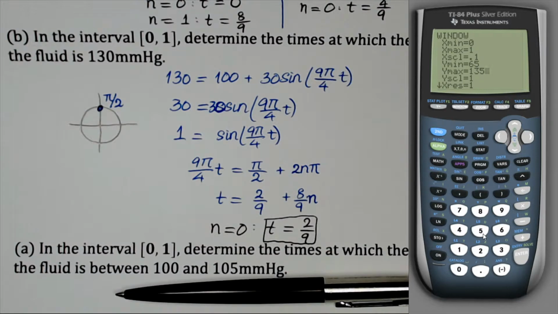As we see, we can only choose one value for n, because if n is equal to 1, we will have an answer outside of 0 and 1. So we only have one answer there. Right. Next, we are asked to find the interval when the pressure of the fluid is between 100 and 105. We have to use a calculator on this one.